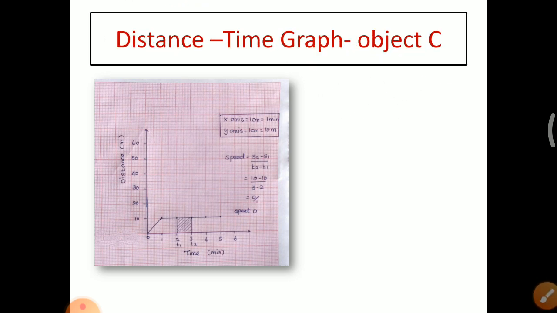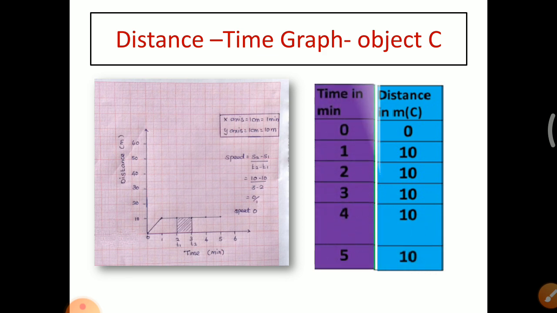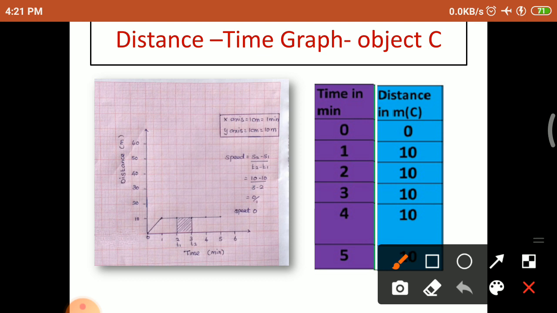The next one, distance time graph for object C. So time is represented along the x-axis and the distance along the y-axis, with the units minute and meter. Then see the value of time. It increased from 0 to 5. So I took the values 0, 1, 2, 3 on the x-axis. Here the distance values are the same, so I wrote 0, 10, 20, 30, 40 like that.